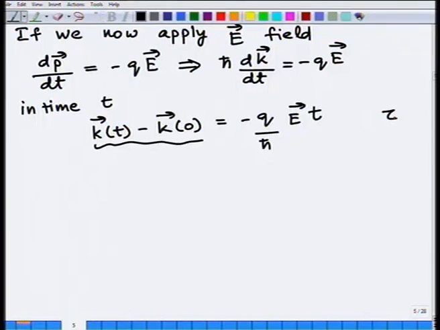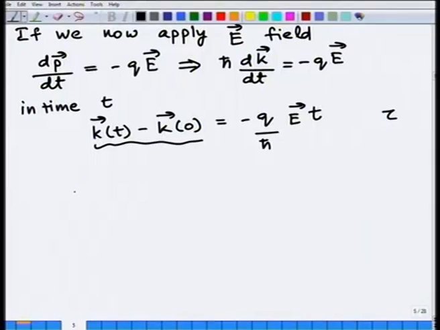So, let us invoke the same time tau. Let us say that by some mechanism there is a relaxation time called tau, the same relaxation time tau we used in Drude's theory, maybe because of collisions with ions. The same idea: in time tau, the k state changes to that value, and then it is held at that. You can think of tau as the relaxation time, or, if you want to think the same way as Drude, the mean time between collisions.